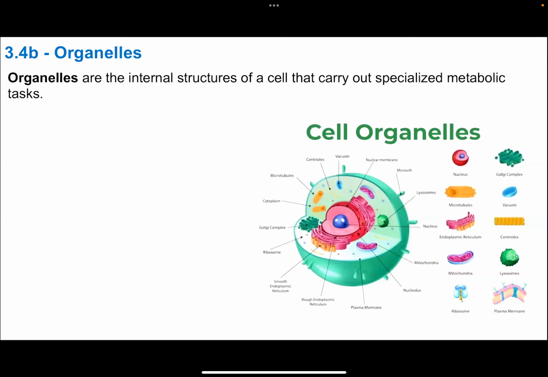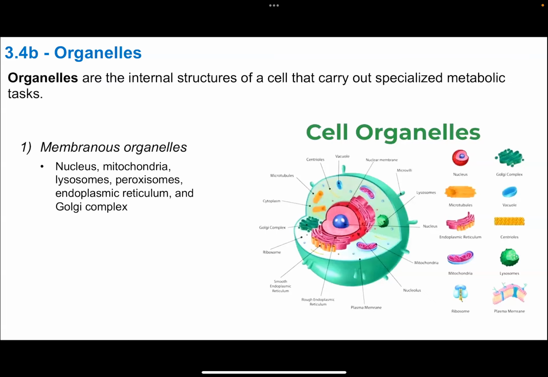Organelles are these subcellular structures, or internal structures, that are going to carry out certain tasks for a cell. And some cells have all of the organelles, some cells only have certain organelles, depending on what their overall function is. They're divided into two main types.